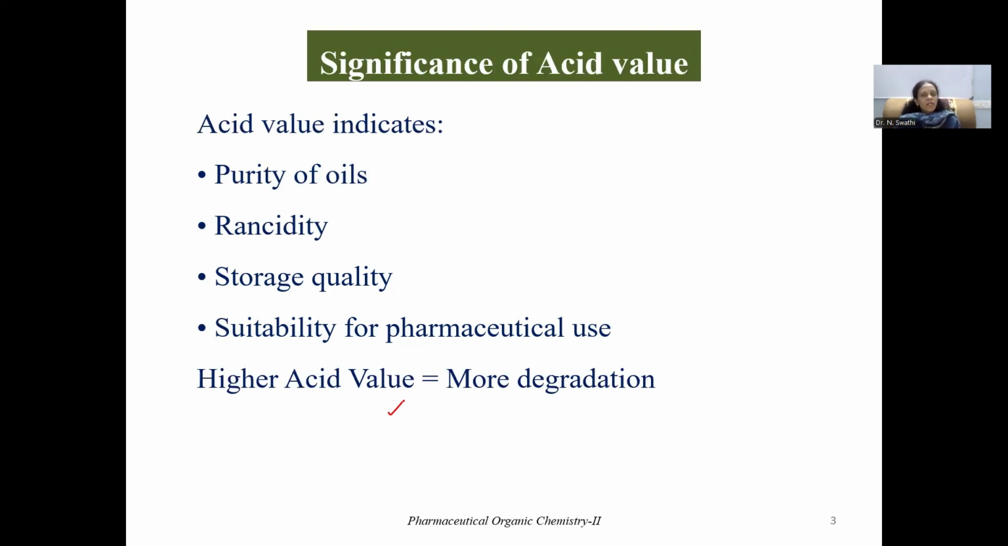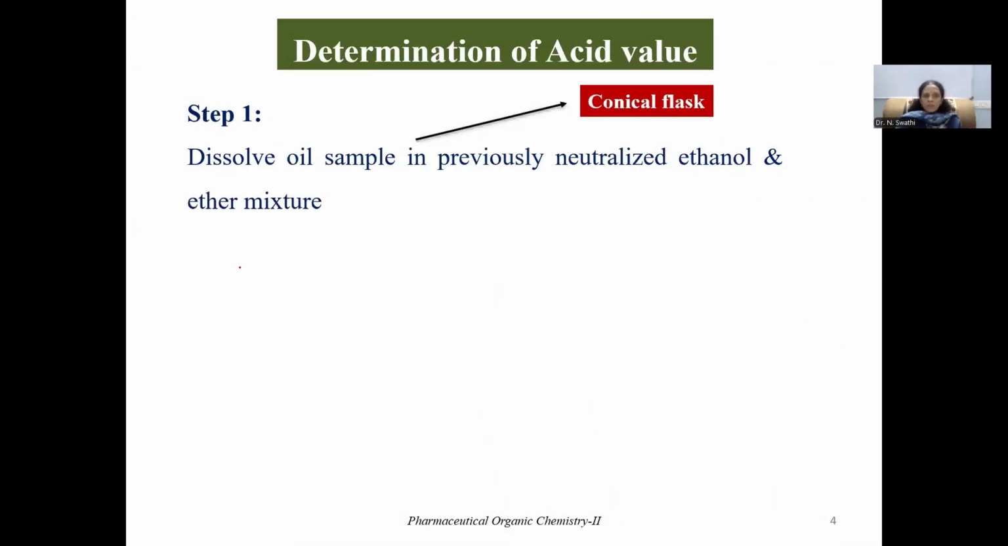Now that you have learned about the definition and the significance of acid value, let us see how we can determine this acid value. So step 1 is to dissolve the given sample of oil in a solvent. Here, basically fats or oils are triglycerides. They are the esters of glycerol and fatty acids. And these are usually water repellent in nature and they are soluble only in organic solvents.